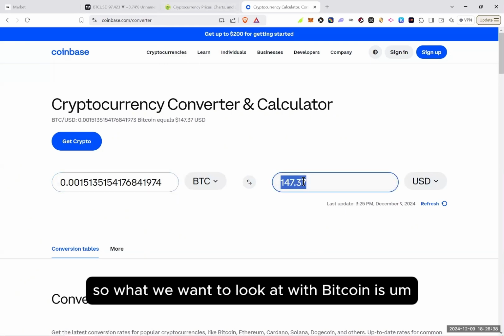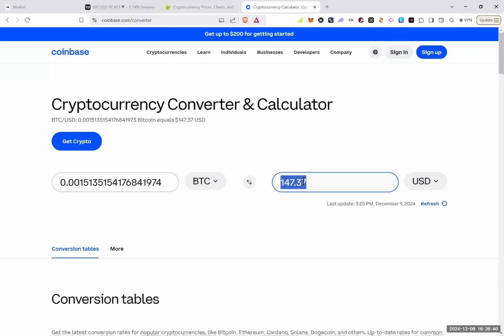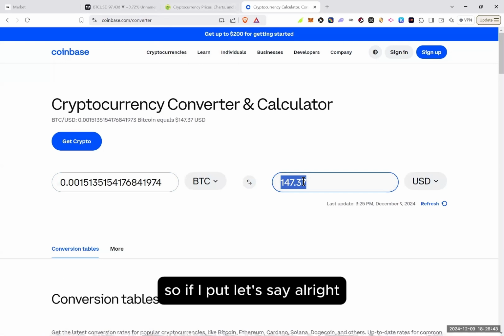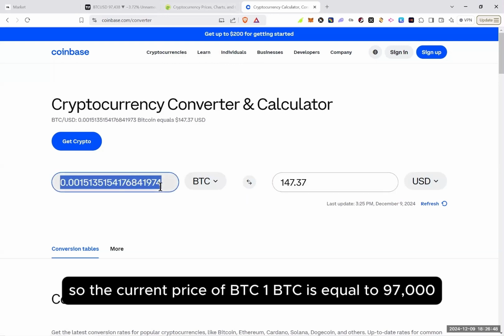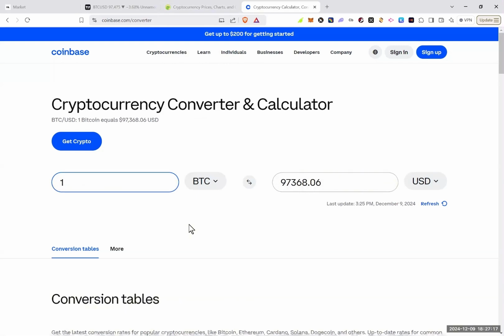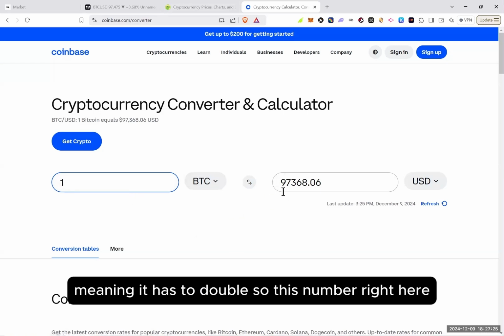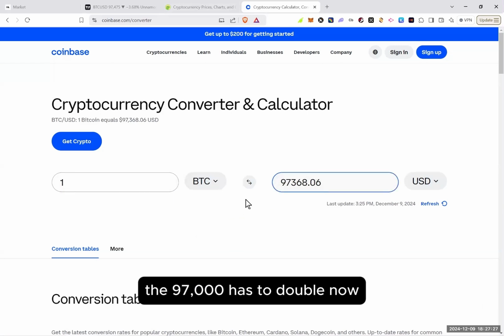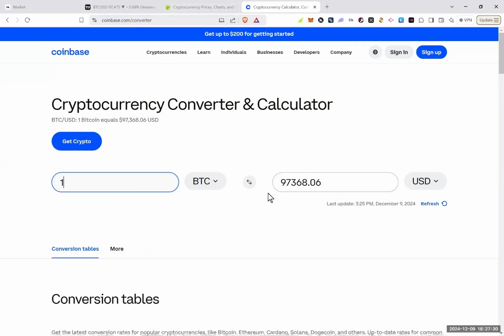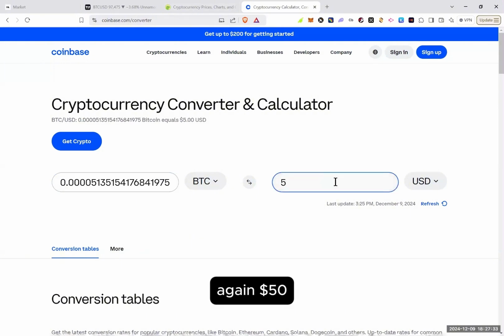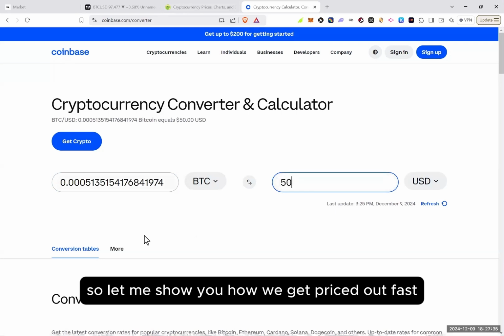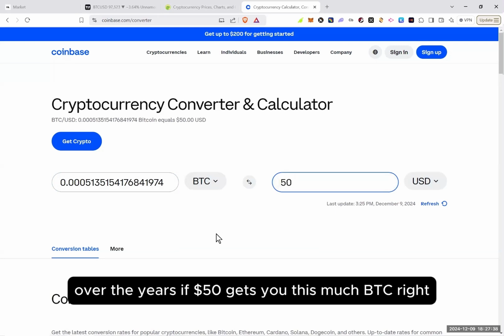So what we want to look at with Bitcoin, something very important, is percentage. The current price of one BTC is 97,000 and some change. In order for me to double my money, BTC has to make a 100% return, meaning it has to double. So this number right here, the 97,000, has to double. Now, again, $50.